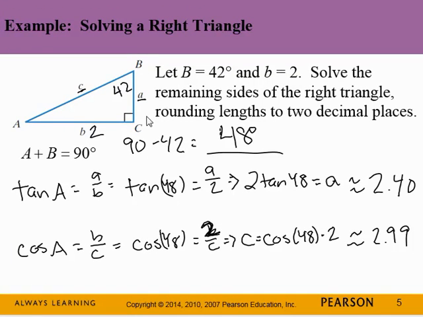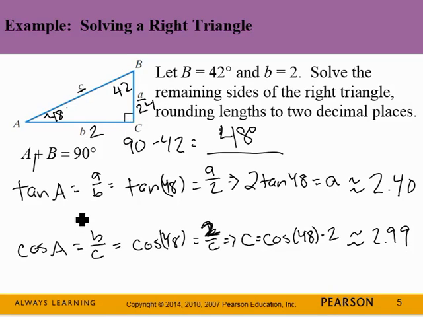Okay, so you should have gotten that the measure of angle A is 48 degrees. I used tangent because I was not looking for my hypotenuse, nor did I have it. So I just used tangent A. You could have used tangent B. Your numbers just would have been flipped around. And you should have gotten side A being about 2.4.